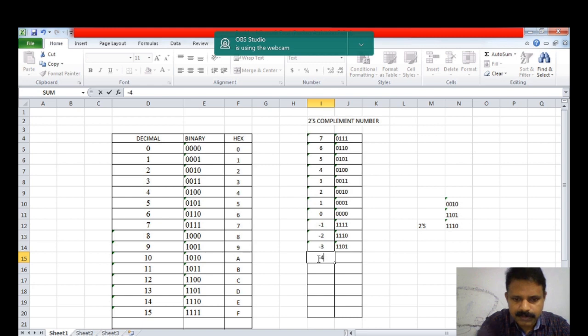and minus 4 will be 1100, and minus 5 will be 1011, and minus 6, that will be 1010, then minus 7 will be 1001, and one more pattern remains, 1000, it is minus 8, 1000.